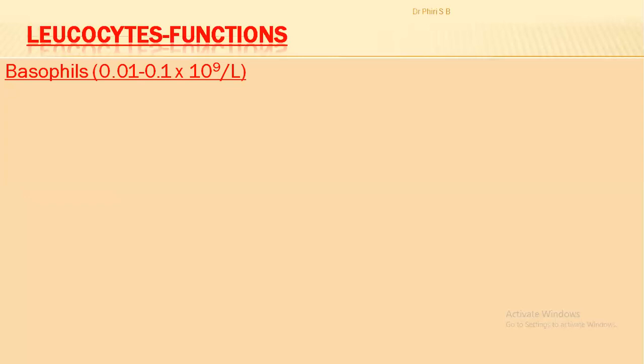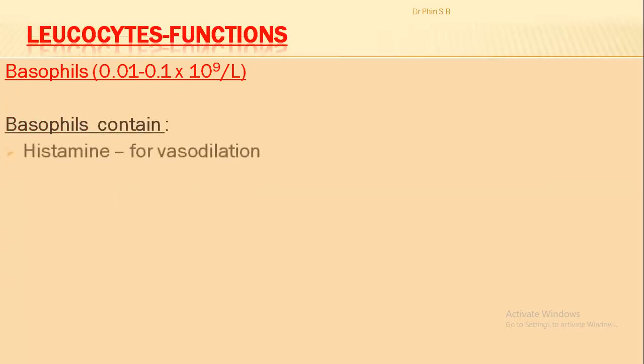The major function of basophils, mainly, is that they contain a lot of histamine, so they produce histamine, and they also contain heparin. So the basophils contain mainly histamine, and histamine is a vasodilator, so it's involved in vasodilation of blood vessels. So this is very important when talking of inflammation.